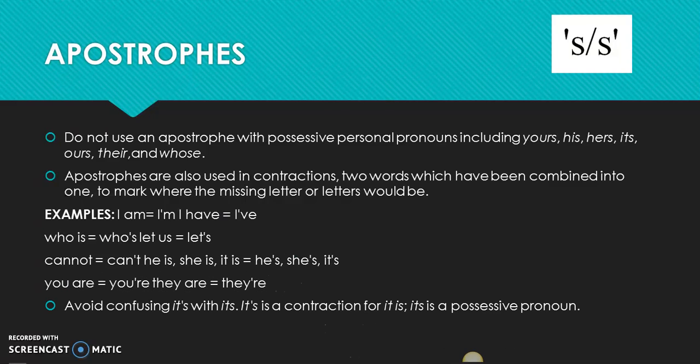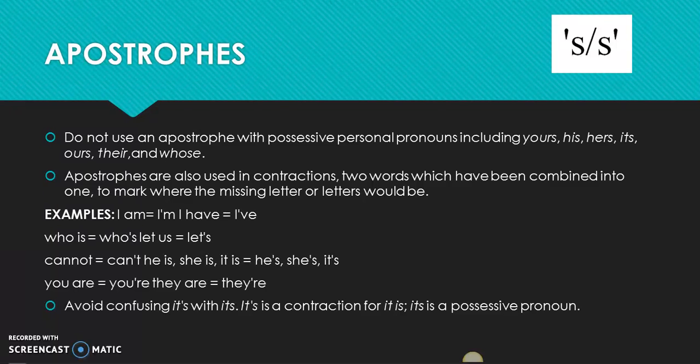Avoid confusing it's with its. It's, with an apostrophe, is a contraction for it is, whereas its is a possessive pronoun. Its, without the contraction, doesn't have an apostrophe.